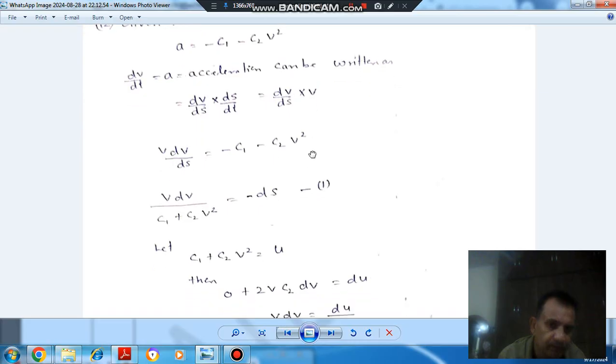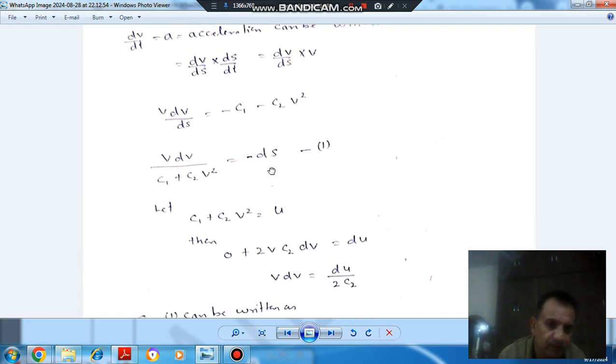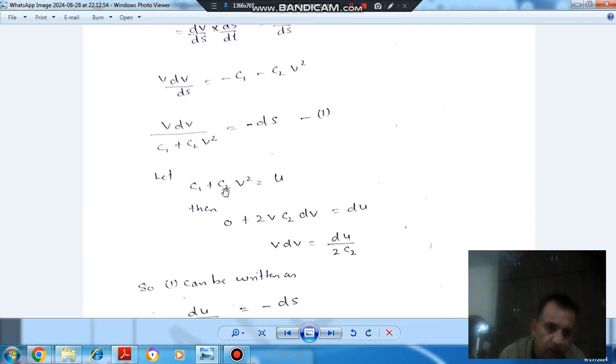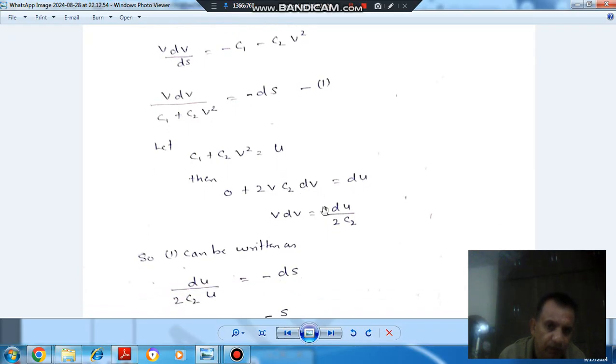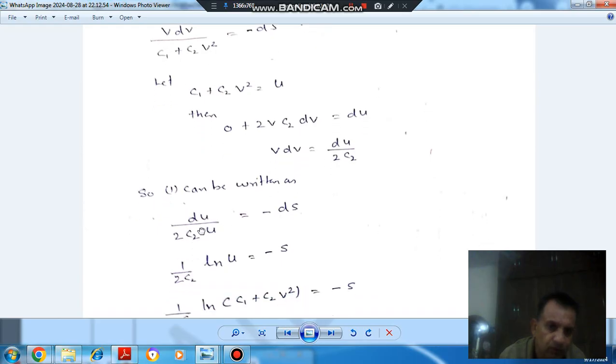So v dv by ds is equal to minus C1 minus C2 v square. Or we can write it as v dv divided by C1 plus C2 v square is equal to minus ds. Suppose this quantity is u. Now if we differentiate it, then it will be 2v C2 dv equal to du. So v dv will be equal to du by 2C2.